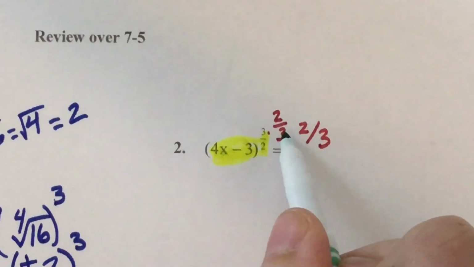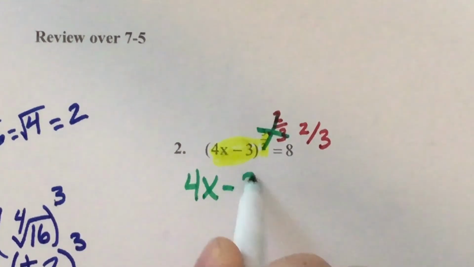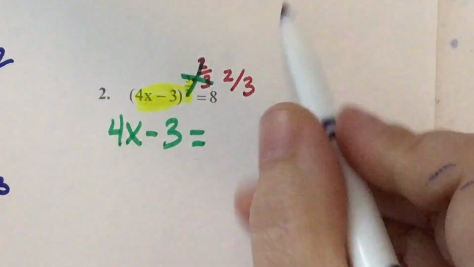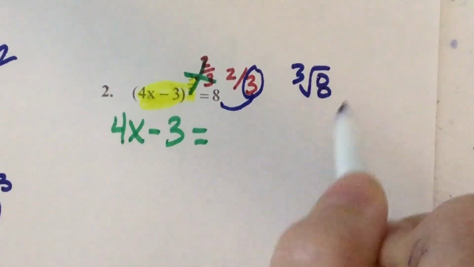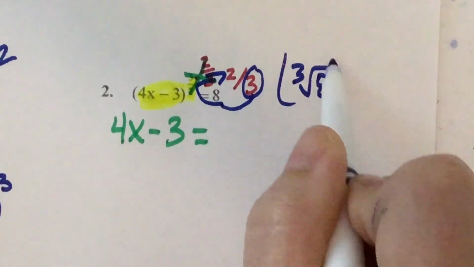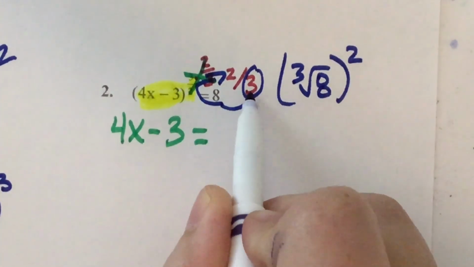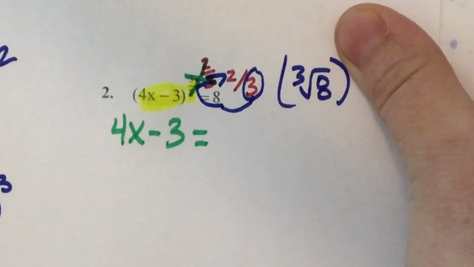So 6 over 6 is 1. It just cancels out. Shoop, shoop. All you're left with is 4x minus 3. On the right side, we need to go around the world. Cubed root of 8. Raise it to the 2nd. Am I taking an even root here? Nope. 3 is an odd number. A cubed root is an odd root, so no plus minus. So what's the cubed root of 8?